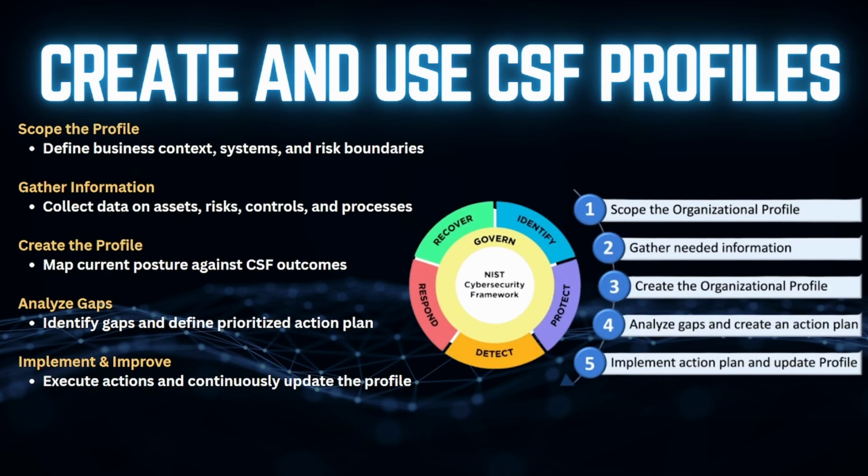So let's talk about how we create these profiles. There's a structured process for creating and using profiles. It starts with defining the scope, then gathering relevant information about assets, risks, and controls. From there, organizations map their current state, identify gaps, and develop an action plan for the future. Finally, they implement improvements and continuously update the profiles. This is an ongoing cycle that supports continuous improvement.